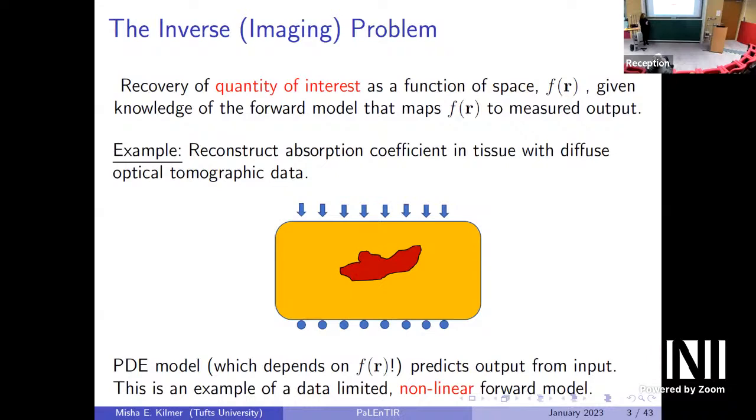In this case, the forward model depends on being able to solve a diffusion equation for lots of sources at lots of different detectors. And so here, the actual PDE model depends on your current estimate of what that image would look like. It's a nonlinear problem.